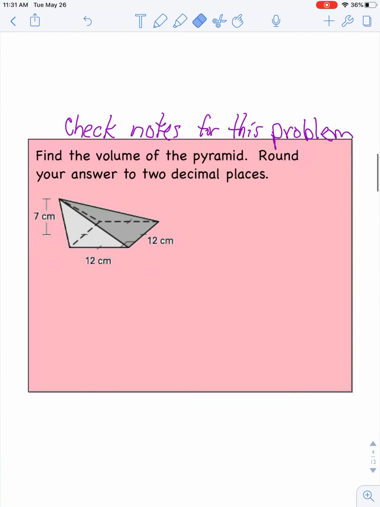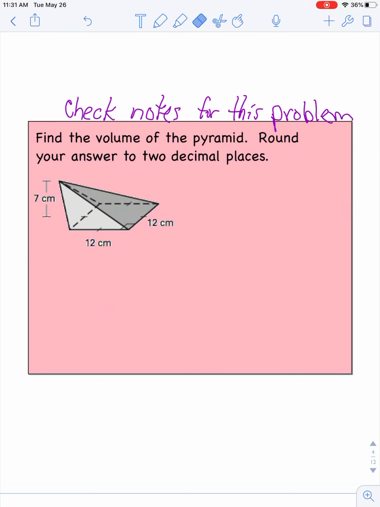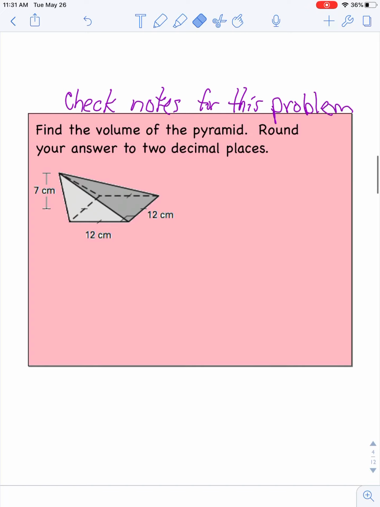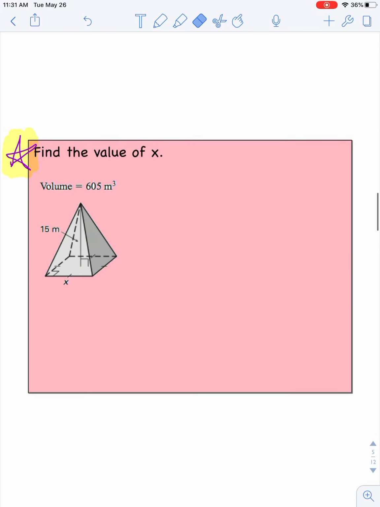Okay, so this problem I'm not going to work out, but again, I have some problems in here that you can check back. You can try the problem on your own, and then you can check the notes for the answer and solution. So let's try one where we're doing a pyramid volume and working backwards. Okay, so it gave us this volume, and we're supposed to find x right here. Okay, and x is one side of the regular polygon.